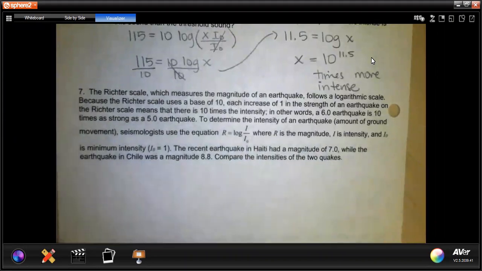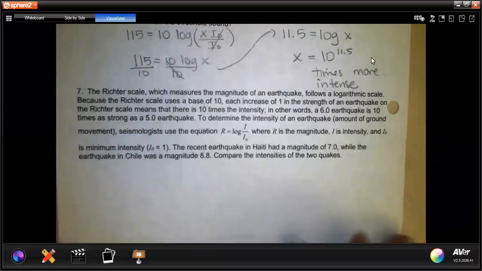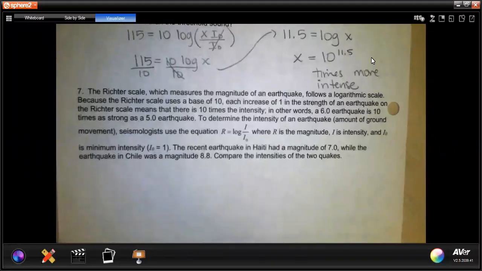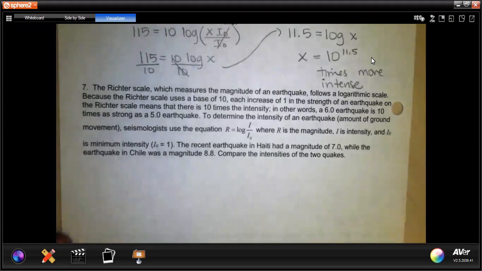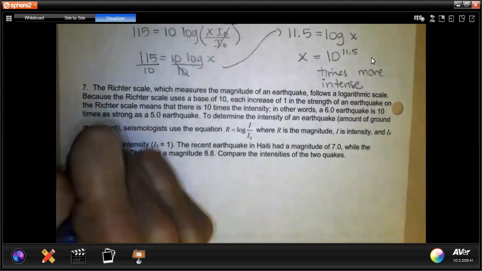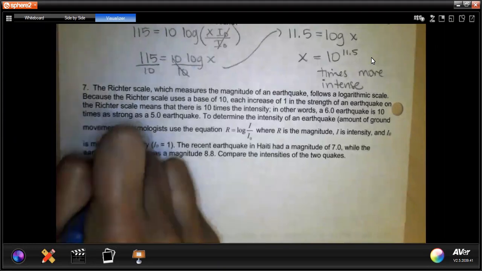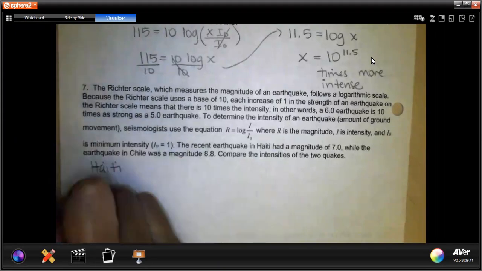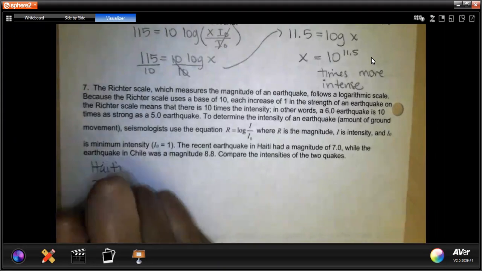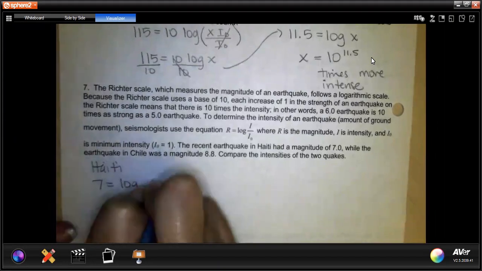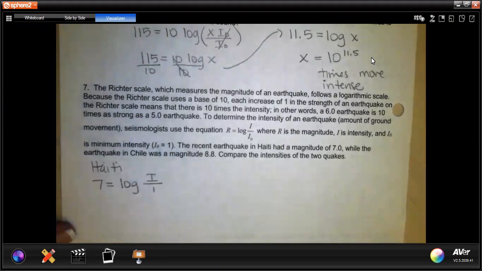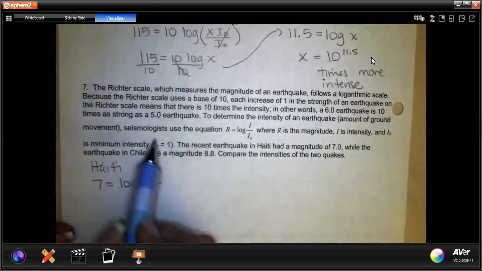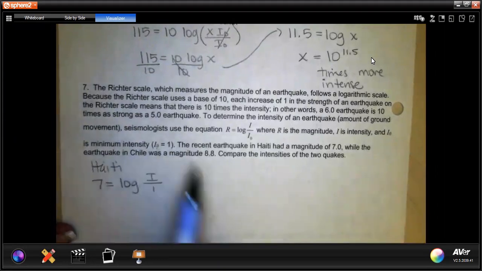The recent earthquake in Haiti had a magnitude of 7.0, while the earthquake in Chile had a magnitude of 8.8. Compare the intensities of the two earthquakes. All right, so we'll start with the Haiti one. And so that one had a Richter scale of 7. So I get 7 equals log of I over 1. We're using that initial intensity, I naught, as 1.